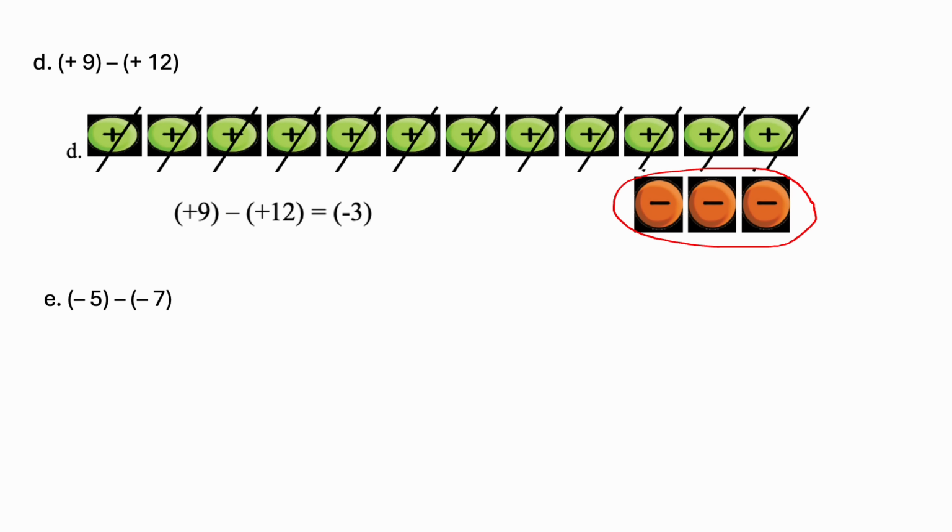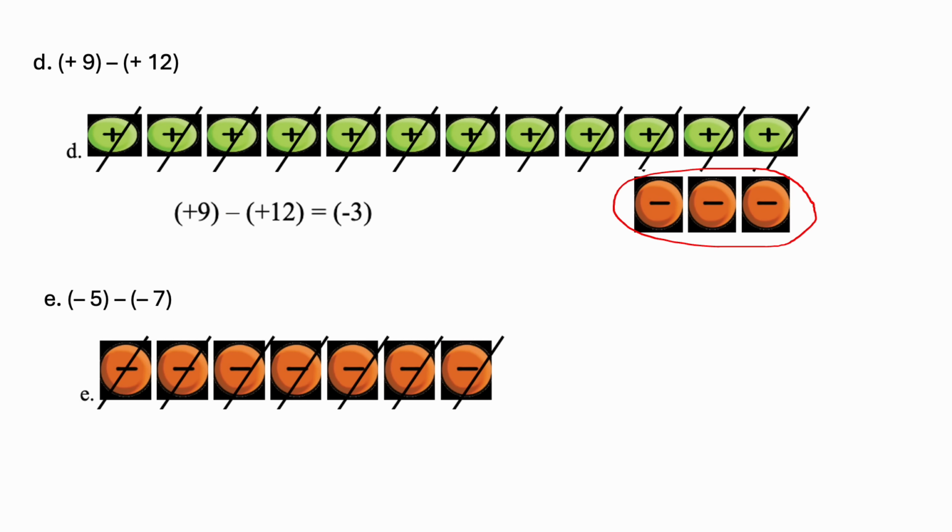Next one, minus 5 minus 7. Here also you have to add 2 extra negative tokens, like this. So you have to add 2 positive tokens also. Then only they will become 0 pairs. Then cancel like this. 1, 2, 3, 4, 5, 6, 7. 7 tokens you have to remove. 7 negative tokens. So remaining 2 positive tokens. This is the answer.